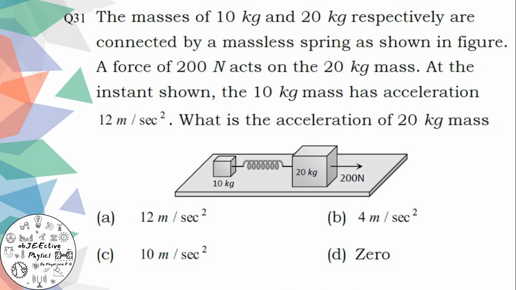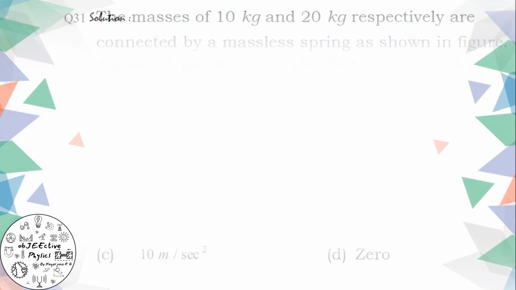31. The masses of 10 kg and 20 kg respectively are connected by a massless spring as shown in the figure. A force of 200 newtons acts on the 20 kg mass at the instant shown. The 10 kg mass has acceleration 12 meters per second square. What is the acceleration of the 20 kg mass?